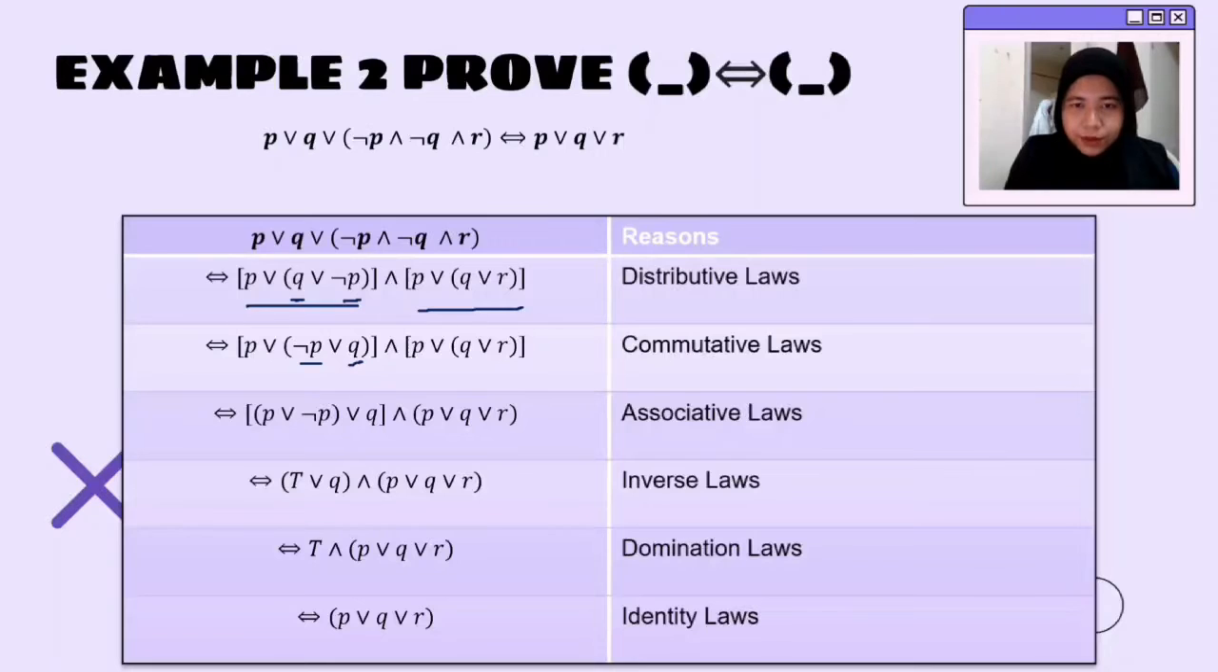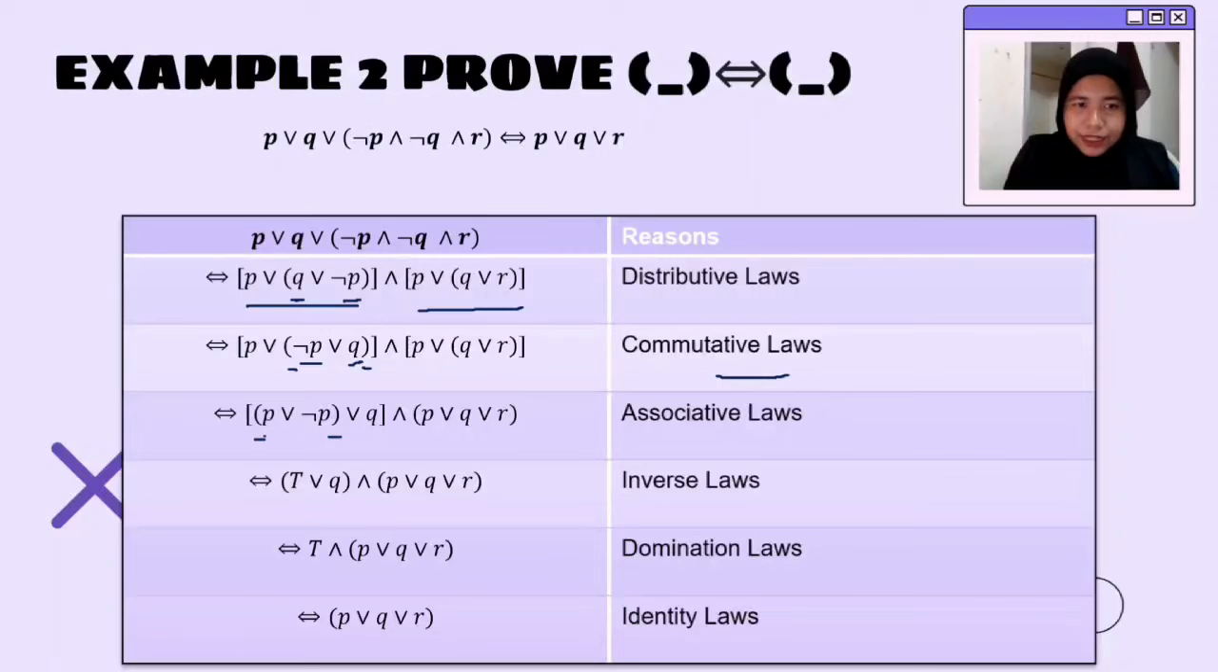From this one, we will be using commutative laws. After that, we will change the position of the bracket once again. The bracket right here, we will change into here. So that means we will be using associative laws.